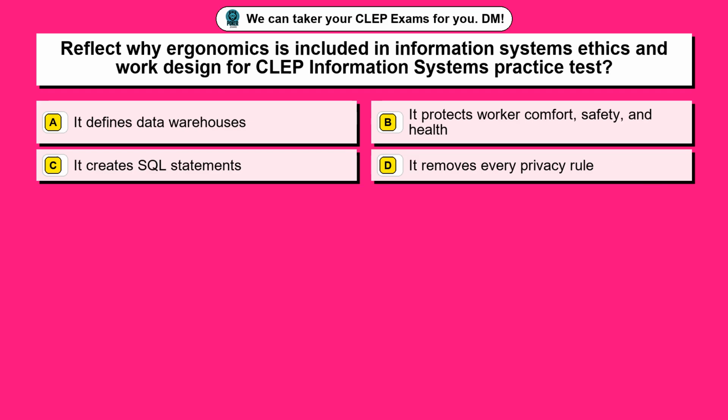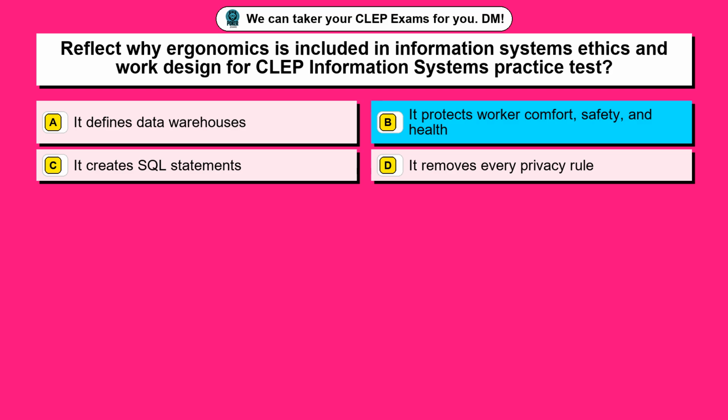Question 100. Reflect why ergonomics is included in information systems ethics and work design for CLEP Information Systems practice test. Option A. It defines data warehouses. Option B. It protects worker comfort, safety, and health. Option C. It creates SQL statements. Option D. It removes every privacy rule. The correct answer is option B.